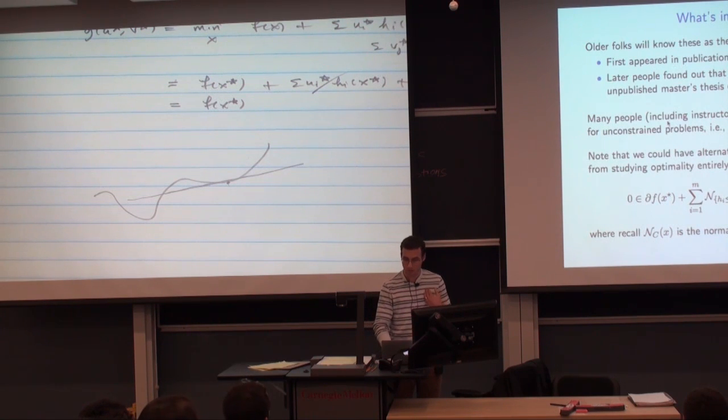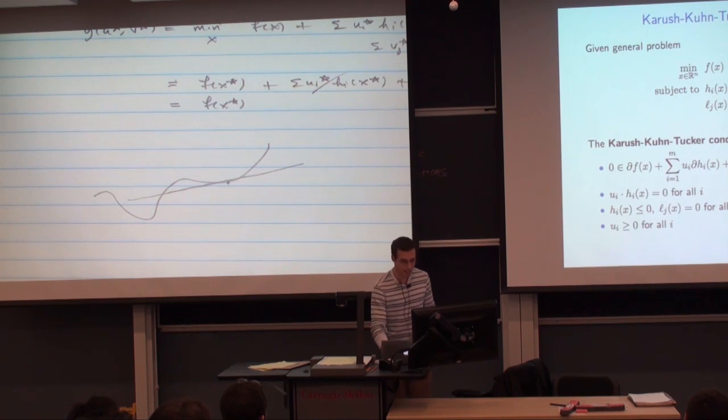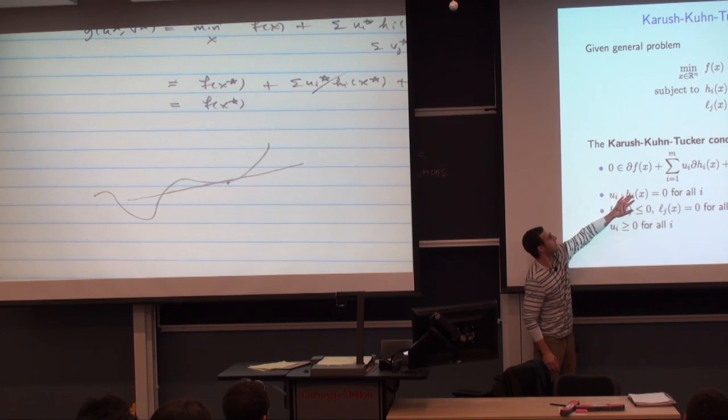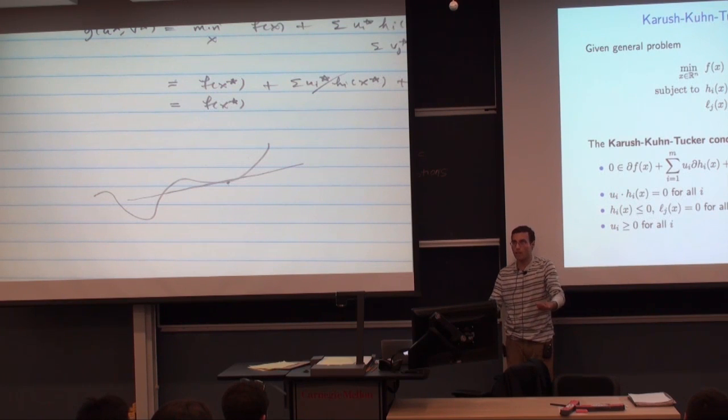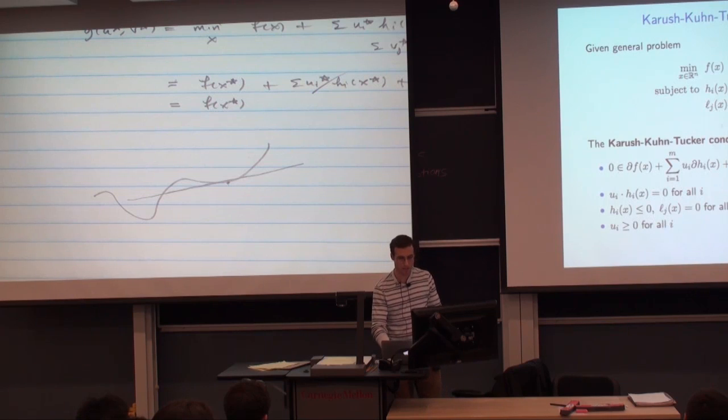Many people, including myself and probably Jeff, use the term KKT conditions for unconstrained problems. We use the KKT conditions basically just to mean that: there are no constraints on the primal, so none of these are here. Sometimes you might call it the subgradient equations or the KKT conditions, but just don't be confused in the literature. If you see somebody write down the zero subgradient condition and call it KKT, it's just a special case of the KKT.